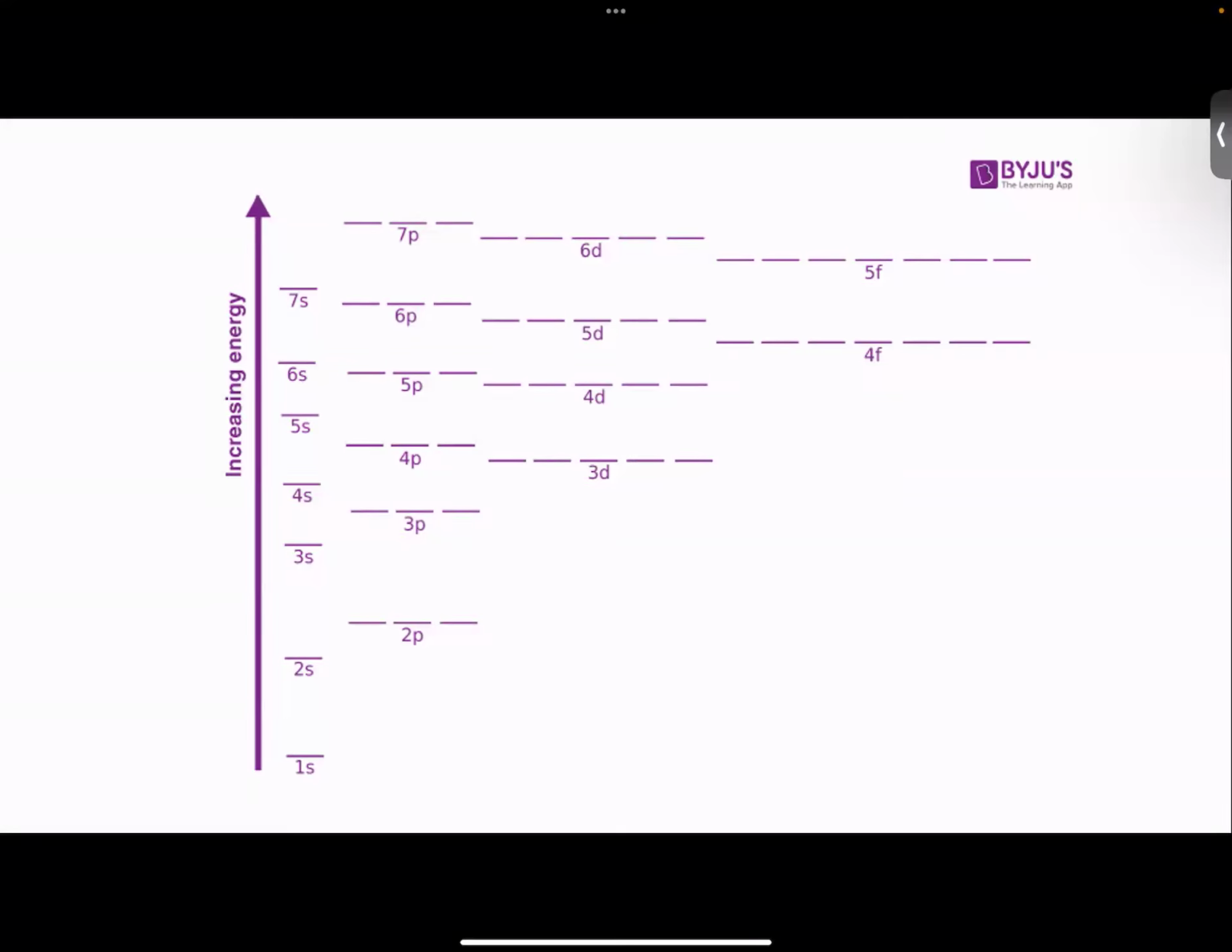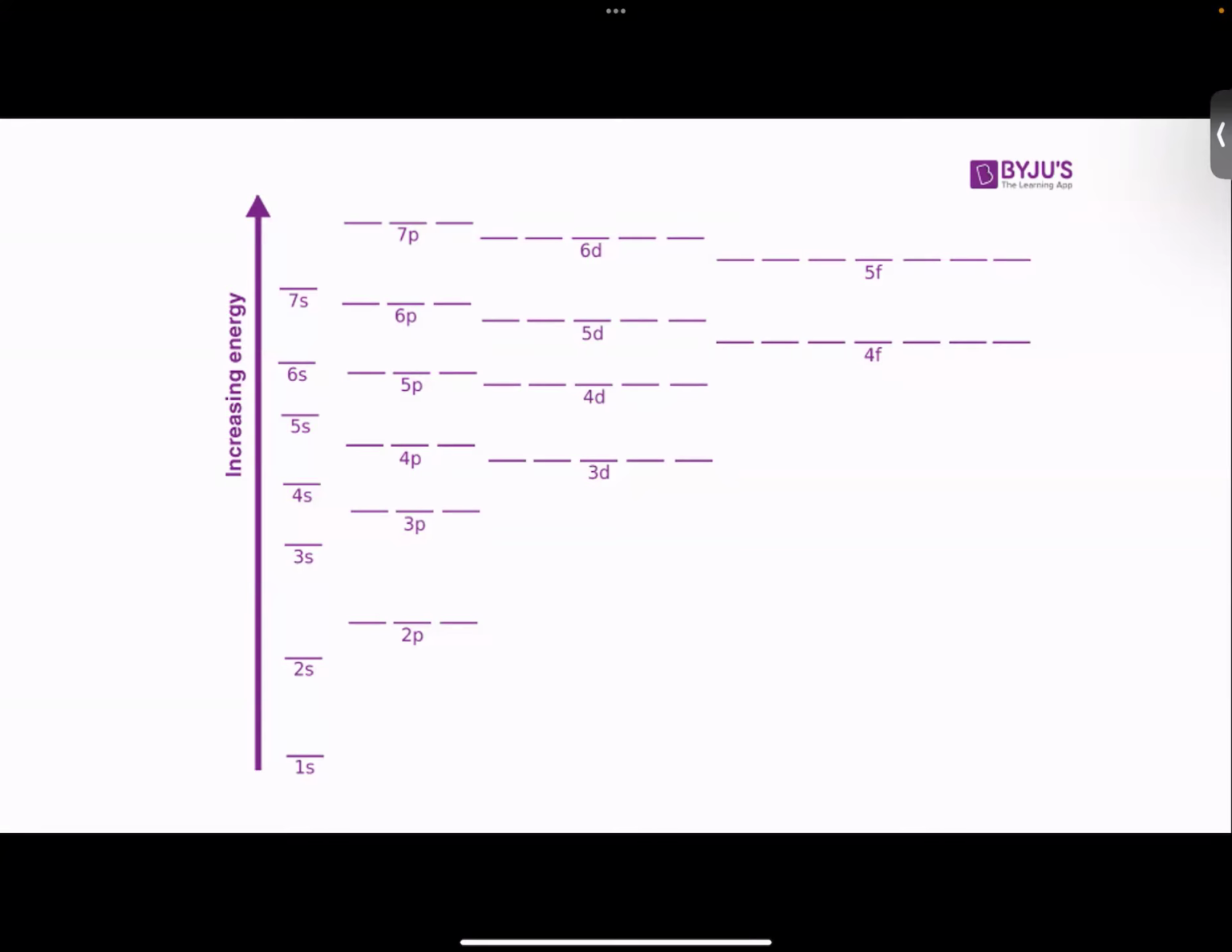Now, this is just another way to take that previous slide and the energy slide and combine them. So literally 1s, we only had one orbital, so we only have one line. When you have the second shell, you had s subshell and p subshell. The s subshell only has one orbital, so one line. The p subshell had 3 orbitals, so 3 lines.